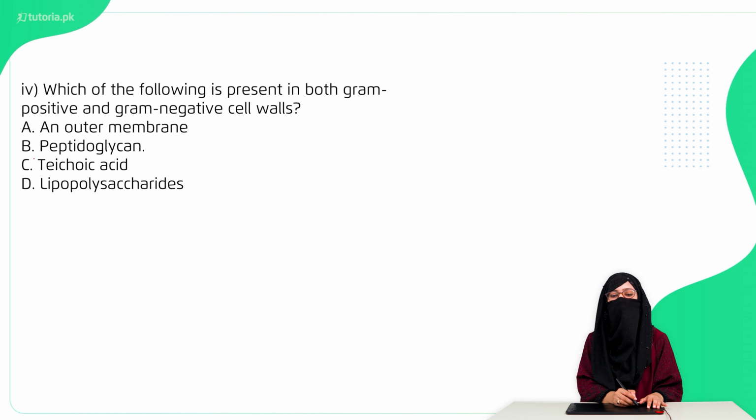Fourth, which of the following is present in both gram-positive and gram-negative cell walls? Option A, an outer membrane. Option B, peptidoglycan. Option C, teichoic acid. Option D, lipopolysaccharide. The right option is option B, peptidoglycan.